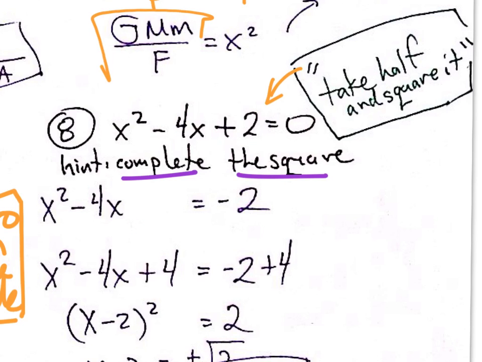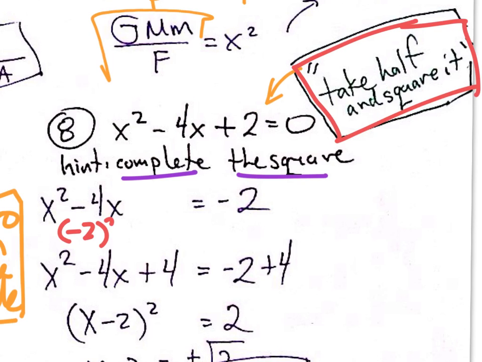Because what I'm going to do is take half and square it. You definitely want to write that down. Take half and square it. If you have that in your brain for how to complete the square, it will help. So half of our middle term, and we square, and that's 4. So what it means is we're going to add 4 to both sides.